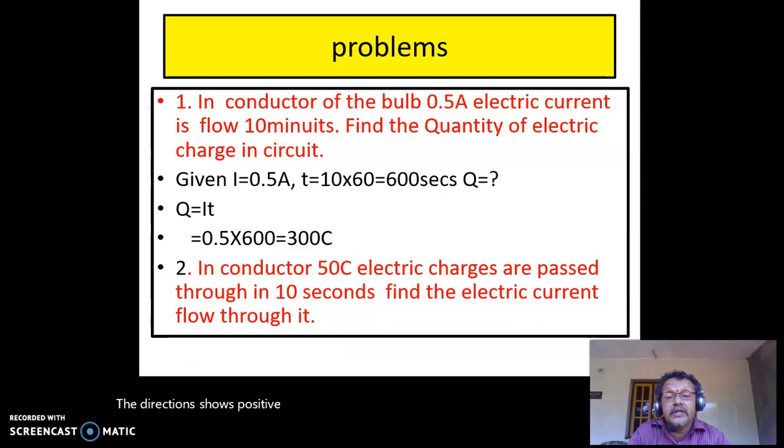Similarly, I am giving a problem here. So try to solve it. In a conductor, 15 coulomb of electric charge is passed through in 10 seconds. Find the electric current flowing through it. You have to find I. You know that I equals Q by T. So find out this.